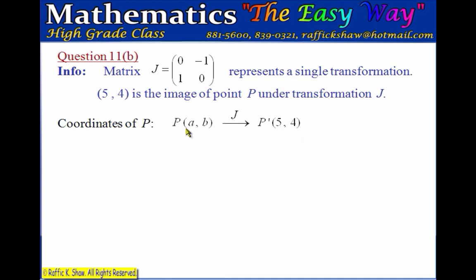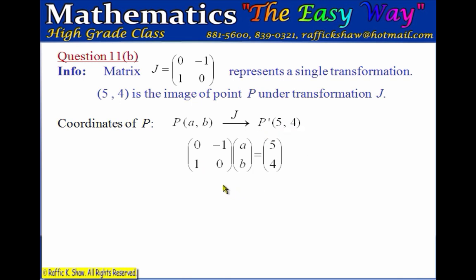information this way. The point P, which we don't know, which we are trying to find, we can call it AB, and the point P under transformation J is mapped onto P prime. P prime is the point 5, 4, and what it means is that when the matrix J is applied to the point P, the result is P prime. And so the calculation for this transformation is this: the matrix J multiplied by the column vector for the point P is equal to the column vector for this point 5, 4.